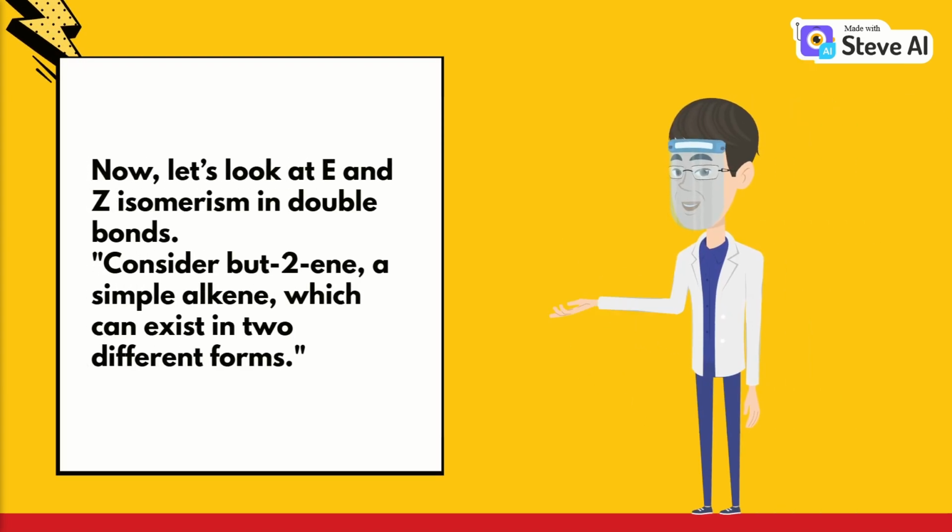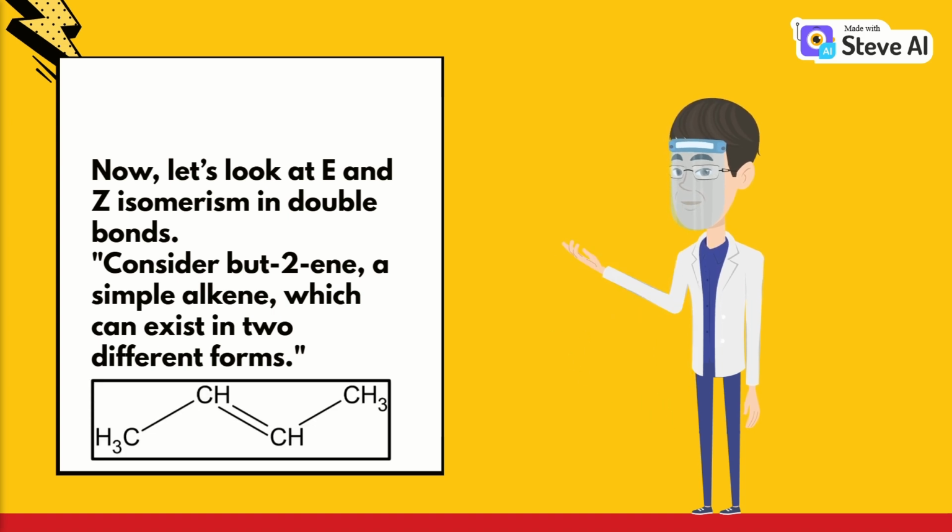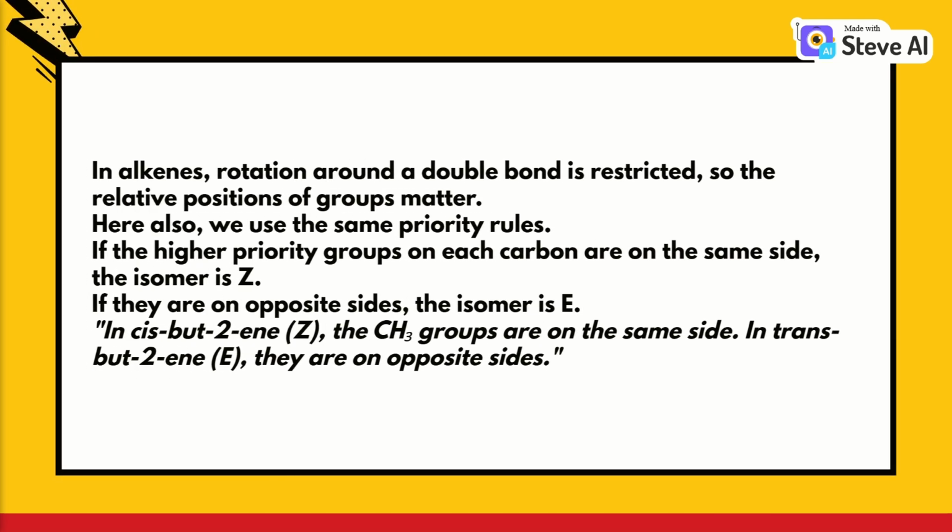Now, let's look at E and Z isomerism in double bonds. Consider but-2-ene, a simple alkene, which can exist in 2 different forms. In alkenes, rotation around a double bond is restricted, so the relative positions of groups matter. Here also, we use the same priority rules.